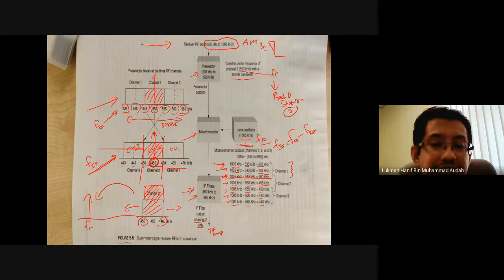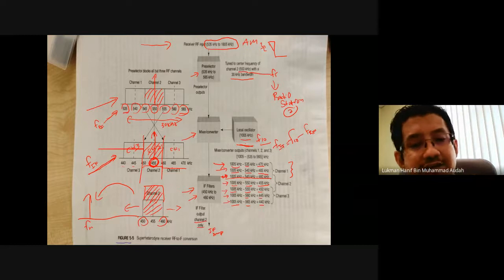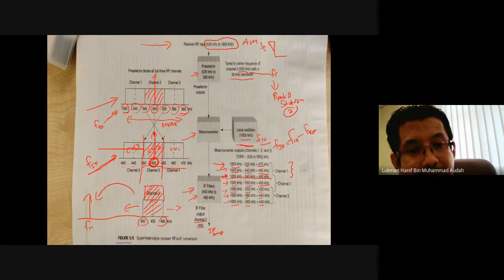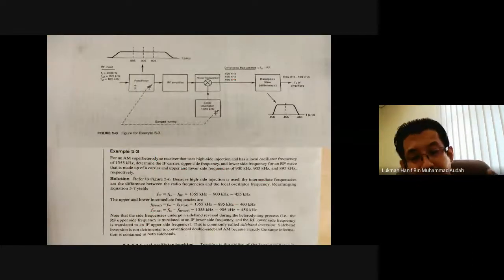If you don't have questions, I will move to the next slide. Okay, saya pergi kepada slide berikutnya. Okay, kalau tak ada soalan, saya berikutnya.